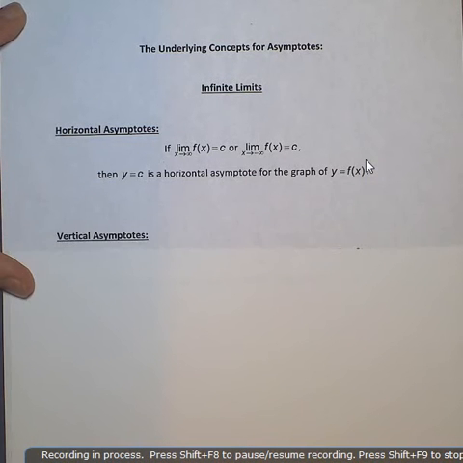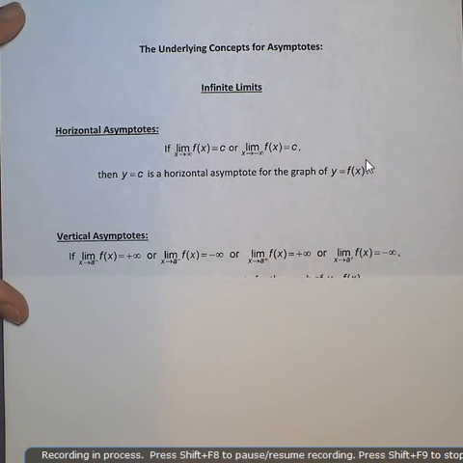A graph has a vertical asymptote of x equals a if, as x gets closer to a, either from the left or from the right or both, we have unbounded behavior in the y values. That is, they either get really large towards positive infinity or really small towards negative infinity.